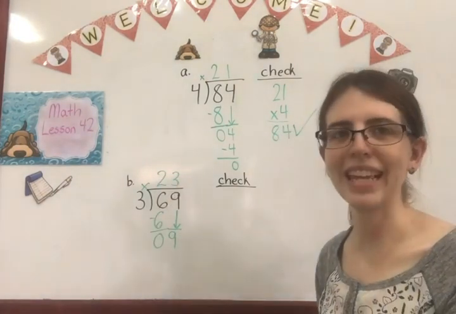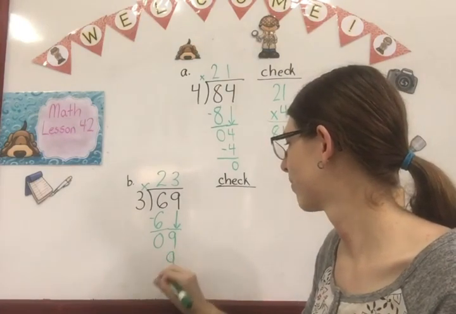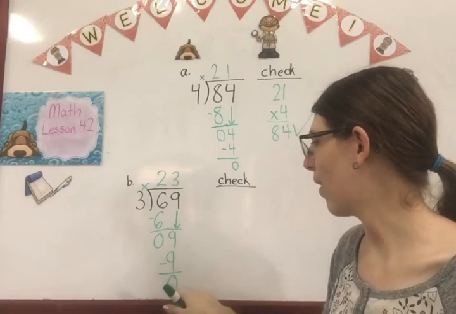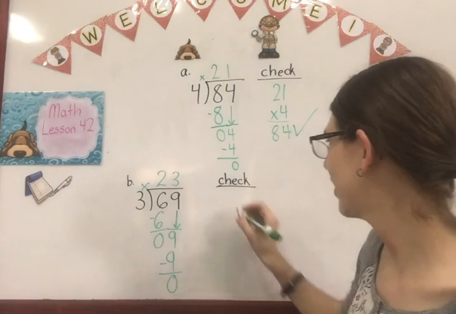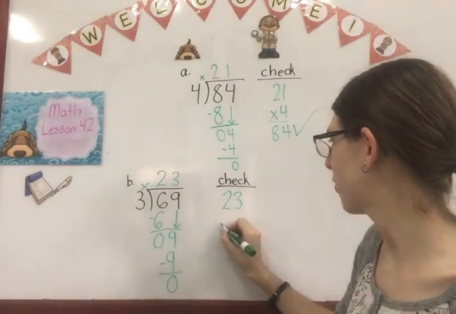3 times 3 is 9. 9 minus 9 is 0. 0 is less than 3. There's nothing more to bring down, so I now can check. My answer, 23 times my divisor, 3.